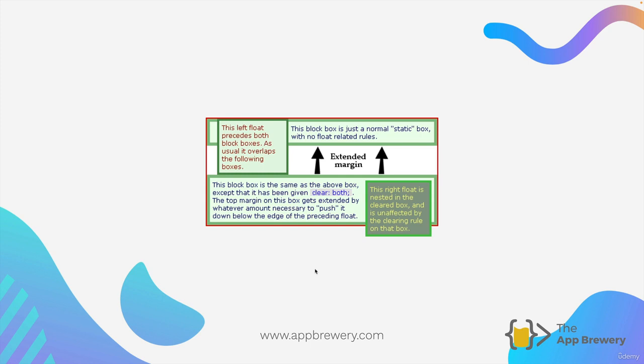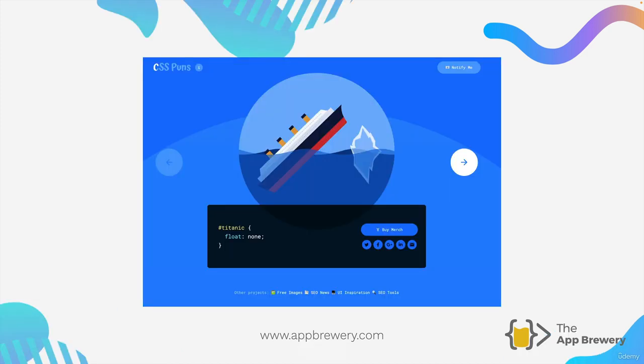But again, it's kind of hacky and it's not that simple to reason about, especially when something goes wrong or something doesn't look quite right. It's really hard to fix. And I saw a great thing on CSS Puns, which you can Google for, where they had this Titanic float none. That kind of describes how float is considered these days for complex layout. Don't use float for that.